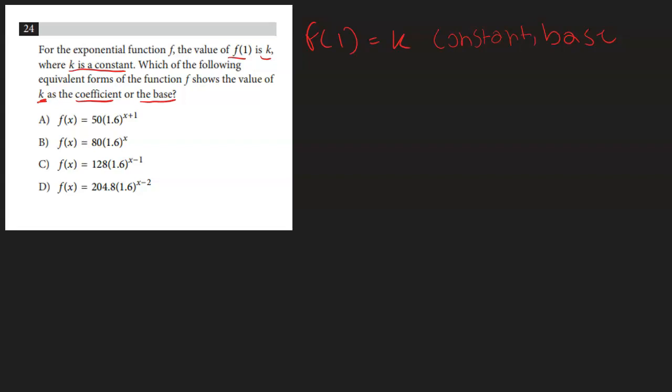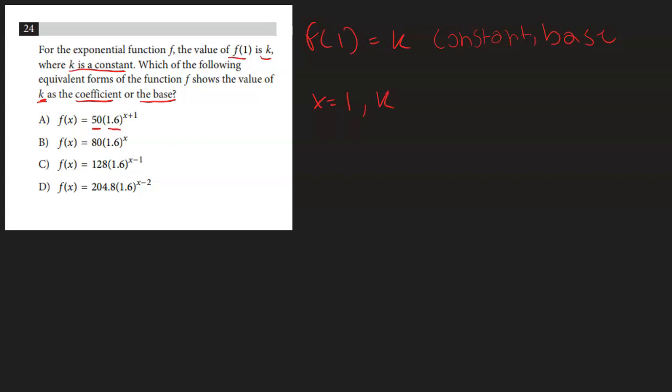What that means is it's either 1.6 or it's the coefficient in front of it, so 50, 80, 128, 204.8, etc. And so what f of 1 really means is when x equals 1, we want k. And so when we plug in 1, it has to be equal to 1.6 or the coefficient. And the only way we're going to find that is through practicing it or plugging it in. Okay, so let's start at the top.